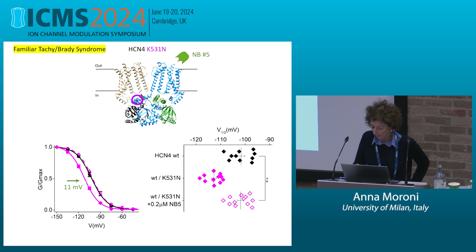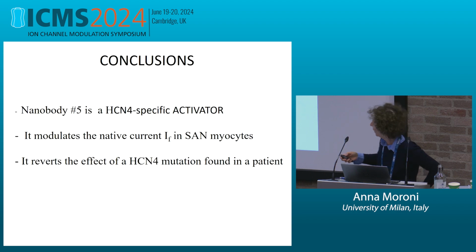So this is promising, and it might be interesting to move on and try to do in vivo experiments, at least in rabbit, or we have to find a way, because we cannot work on mouse. That's the problem. So my conclusions are that nanobody 5 is an HCN4-specific activator, modulates the native current IF in sinoatrial node myocytes, and we could use it to revert the effect of a human mutation that was found in a patient.